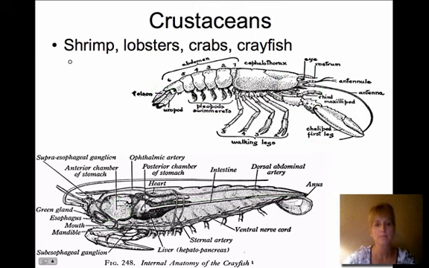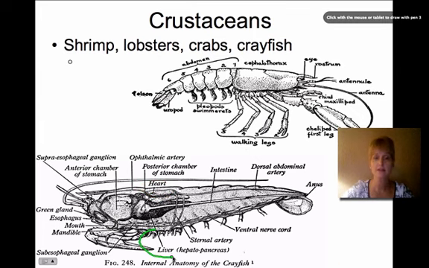They have other specialized structures. So they have a heart, and then you'll see this dorsal artery, and that allows them to move oxygen throughout the crayfish. We also see that the crayfish has a liver. So the liver has become part of its system, and so very specialized structures within the crayfish.